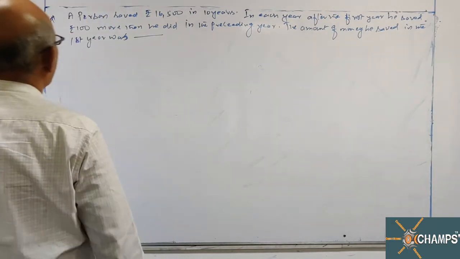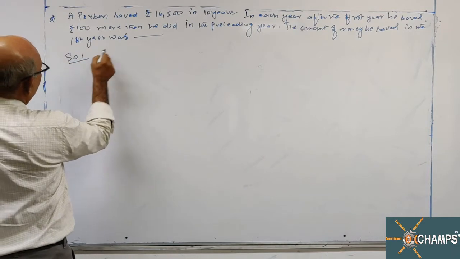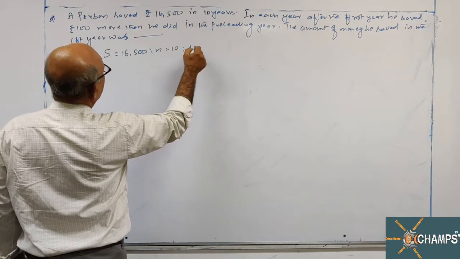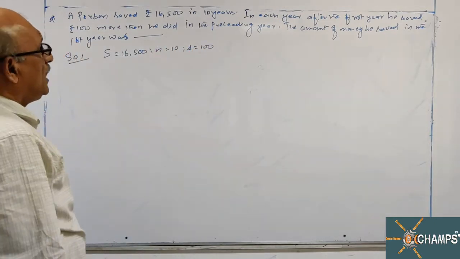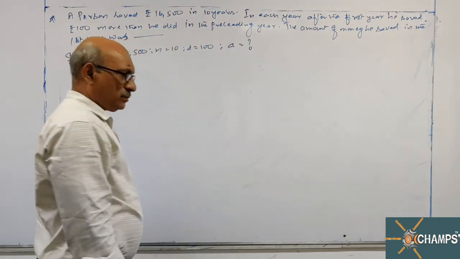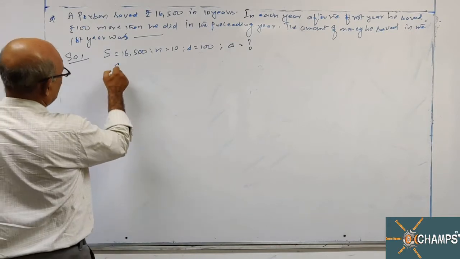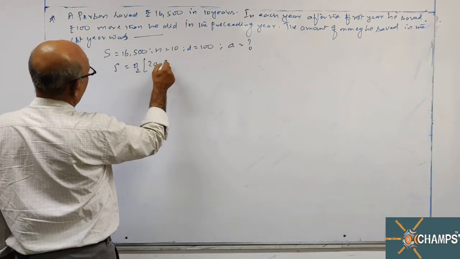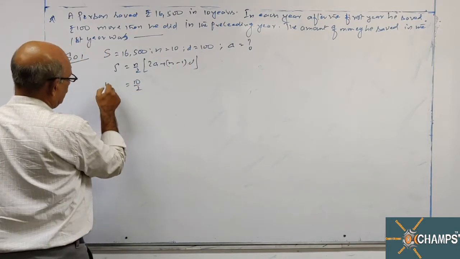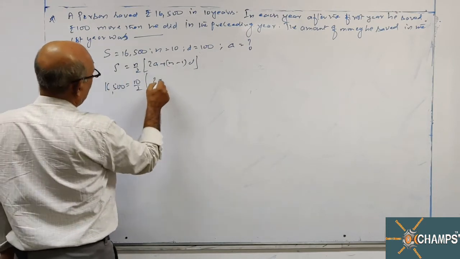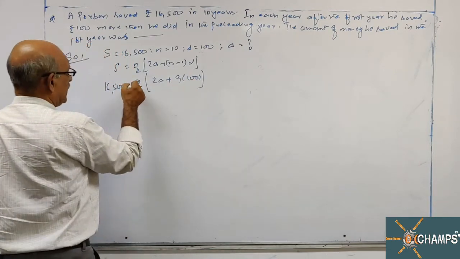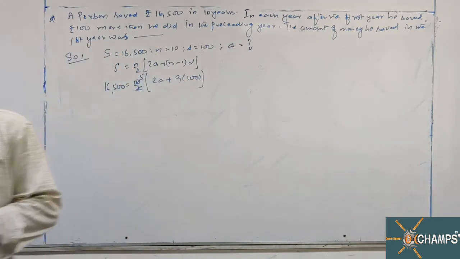This is my question. See the solution. S is equal to 16,500, n is equal to 10, d is equal to 100, a is equal to question mark. S is equal to n by 2 into 2a plus n minus 1 into d. So this is 10 by 2 into 2a plus 9 into 100. It will go 5 times, 16,500.